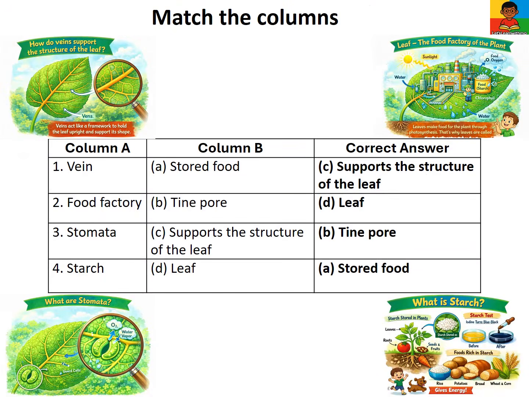Match the columns. 1. Vein matches with supports the structure of the leaf. 2. Food factory matches with leaf. 3. Stomata matches with tiny pore. 4. Starch matches with stored food.